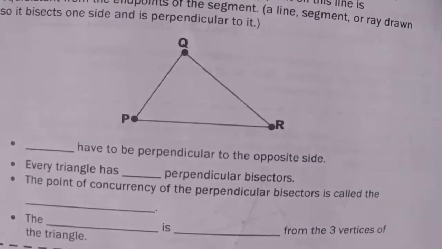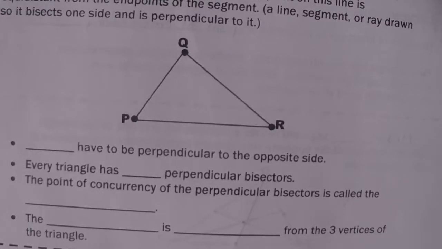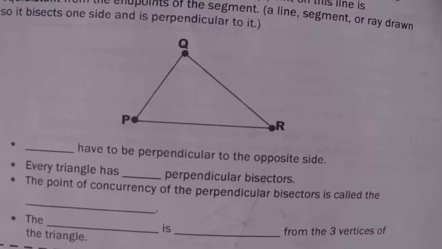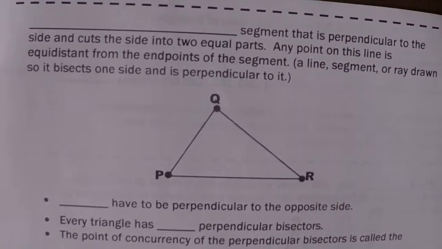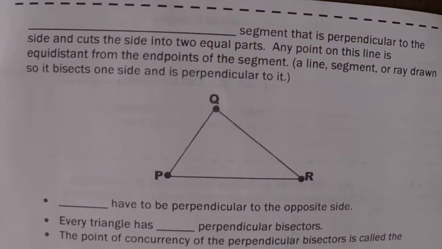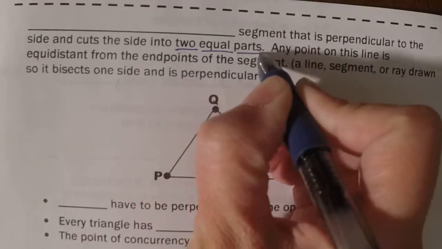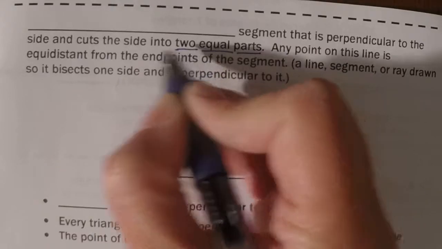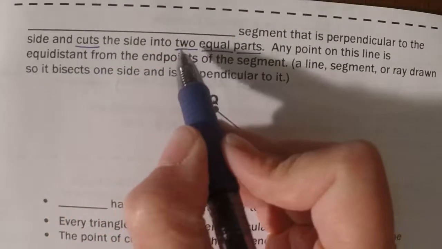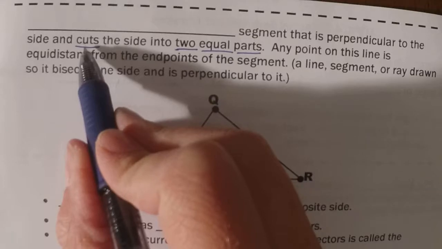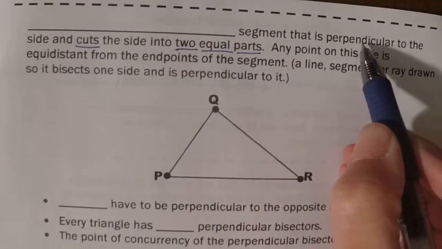Go ahead and flip your notes over. We're going to move on to the next segment, or special segment. This segment is perpendicular to the side, and it cuts it into 2 equal parts. This should be a huge reminder to you guys. We've talked about this several times. 2 is bi, cutting is to sect. So cutting into 2 equal parts is bisect and perpendicular.